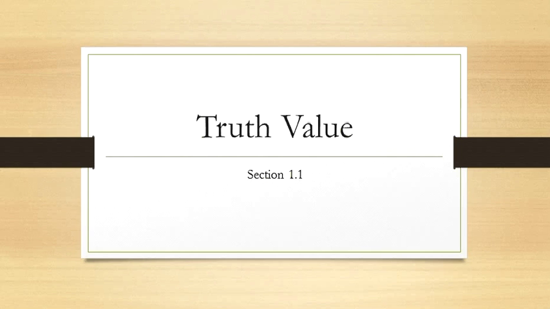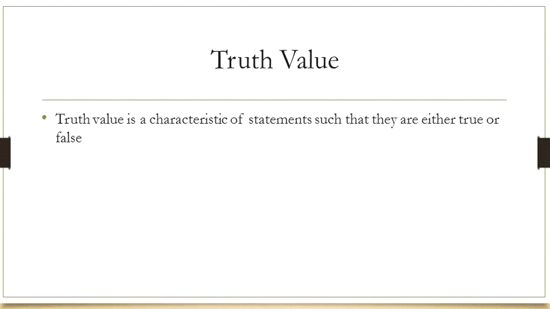Truth value is a topic that is covered in section 1.1. Truth value is a characteristic of statements such that they are either true or false. Another way to say this is that truth value is a trait that only statements have such that they are either true or false. If you saw the video regarding the differences between statements and sentences, you'll know that there are other sentences that do not have truth value, such as questions and commands, and so those are not statements.